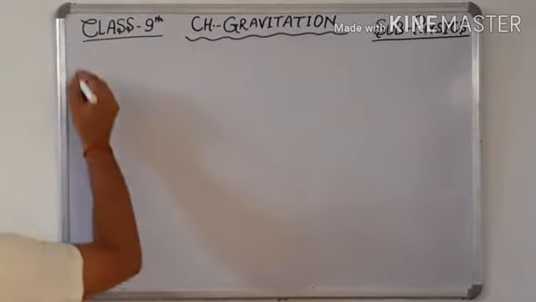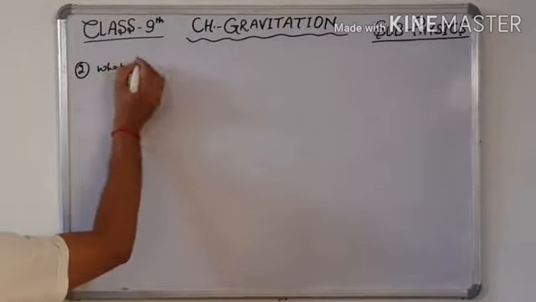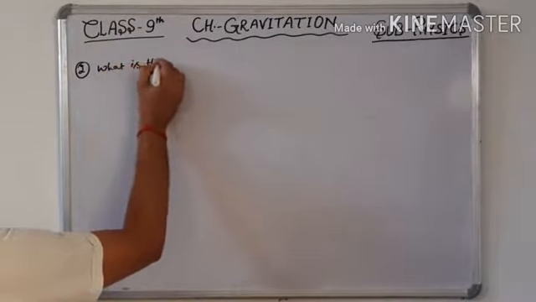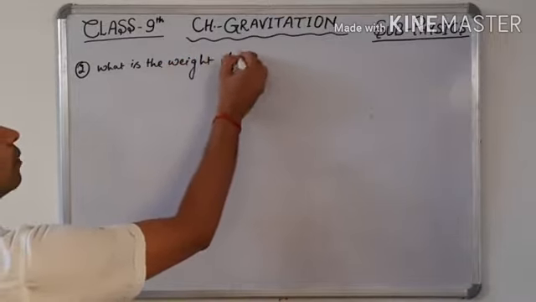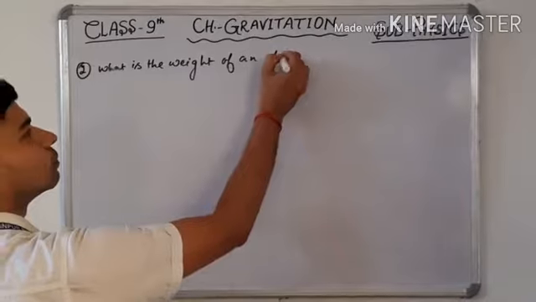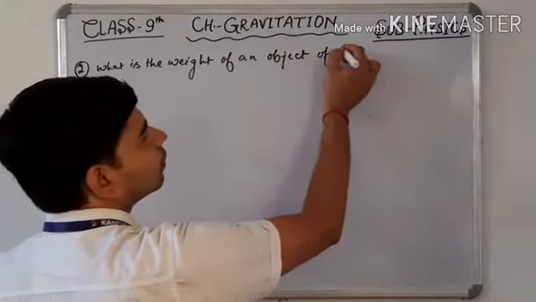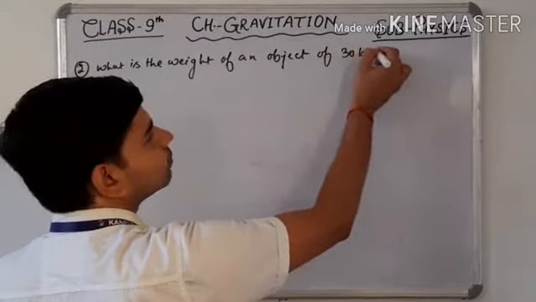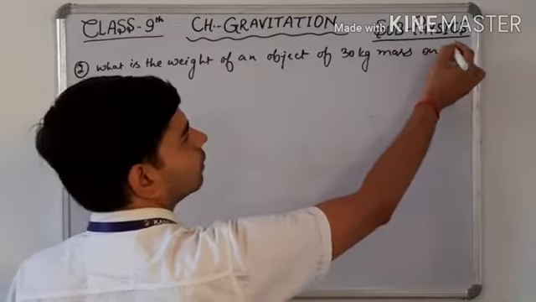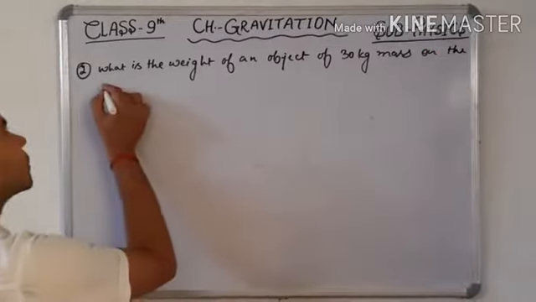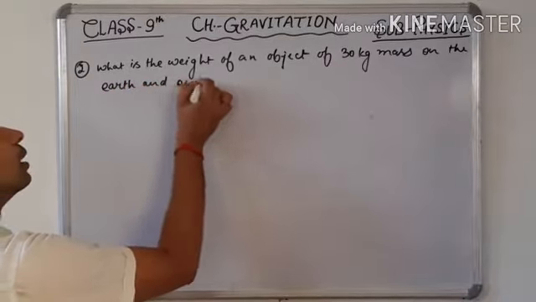Question is given that, what is the weight of an object of 30 kg mass on the earth and on the moon?